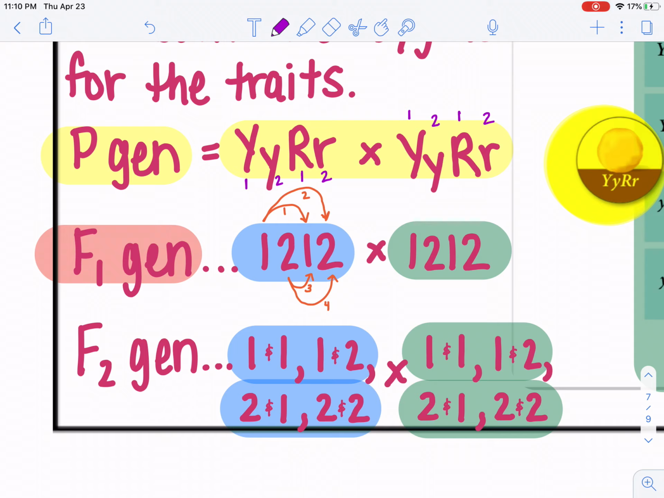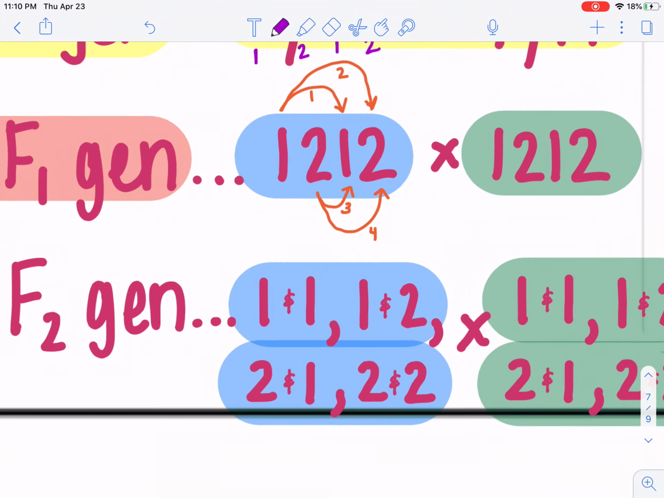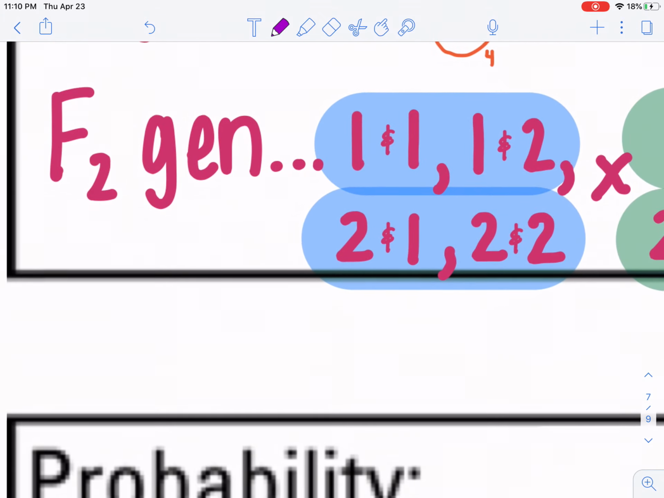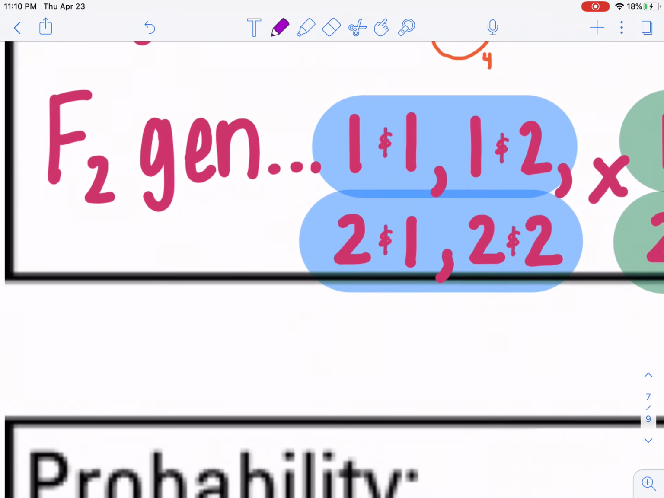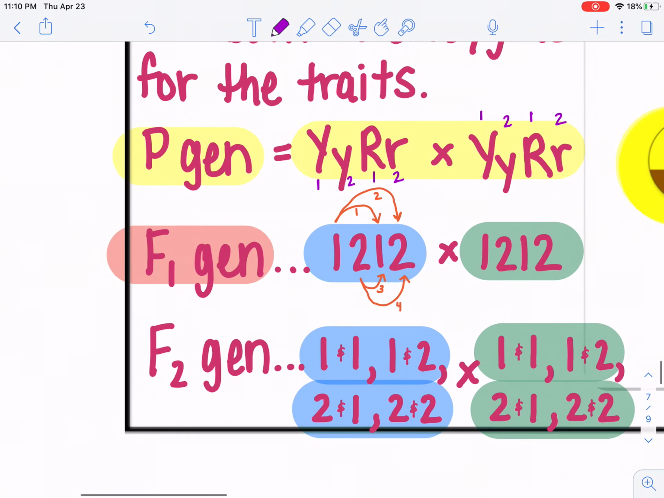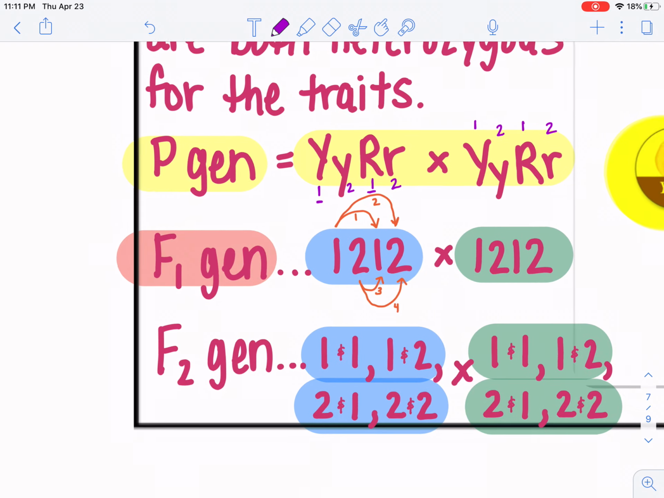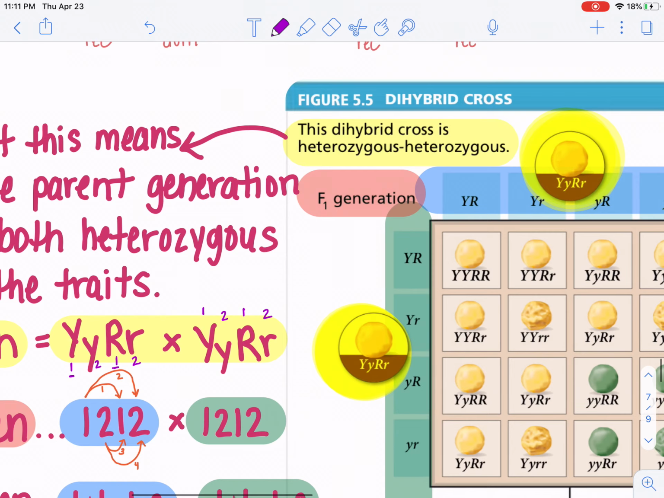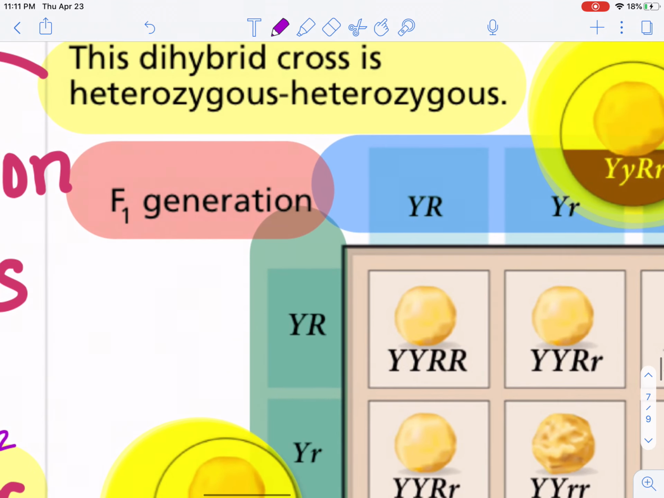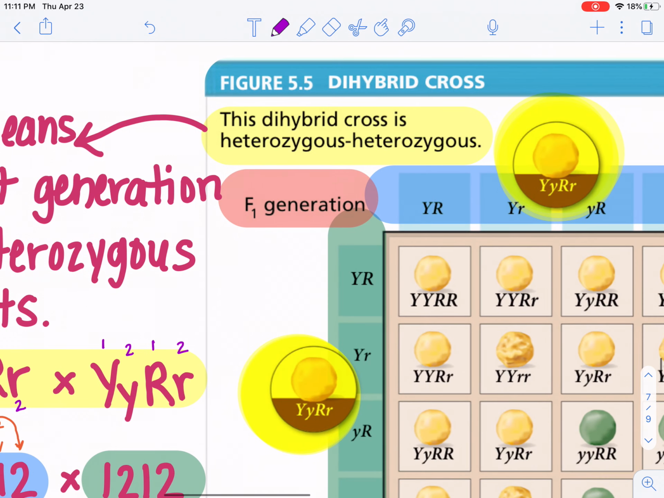What we're going to do again, FOIL, I'm going to take 1 with 1, 1 with 2, then 2 with 1, then 2 with 2. That's where this information comes from here, the F2 generation. So if I take 1 with 1, this one with this one, that's a big Y and a big R. If I look back over here at my highlighted blue, what do I have? Big Y, big R. That's my 1 and 1.